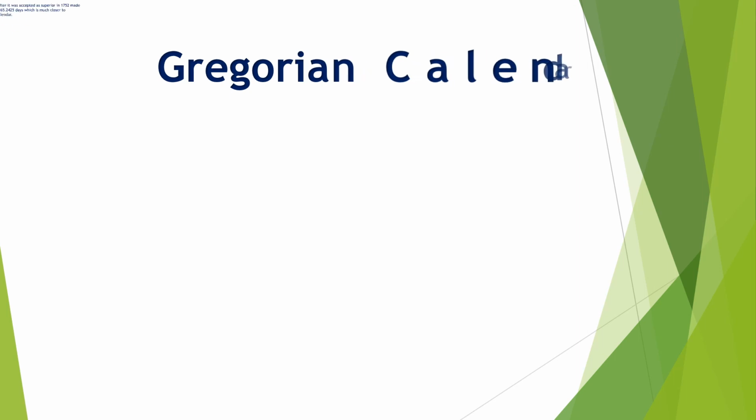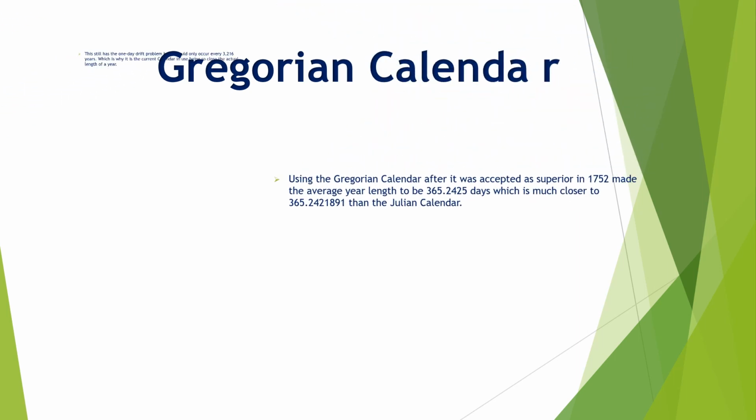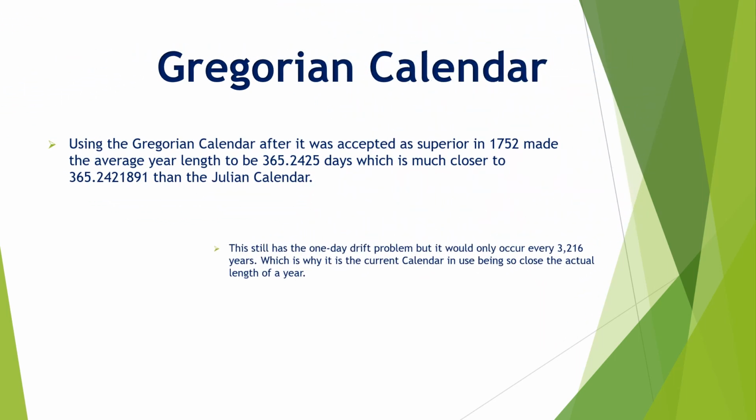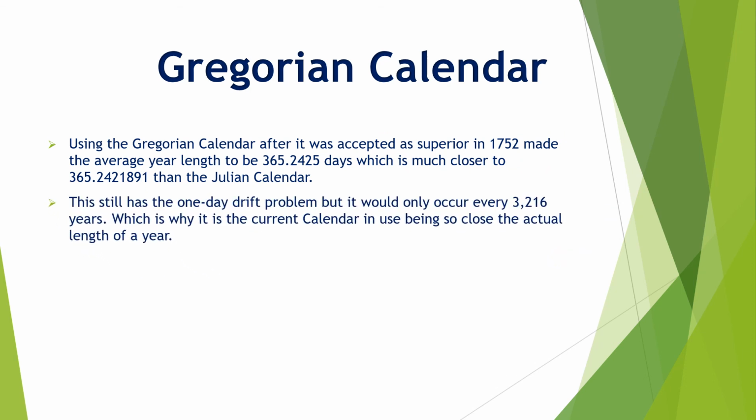The Gregorian calendar made the average year length 365.2425 days, which is much closer to the actual length of a year than what the Julian calendar presumed. Day drift is still a problem, however, but a 1-day drift will only occur every 3,216 years, much better than the previous with the Julian calendar of 1 day every 128 years.